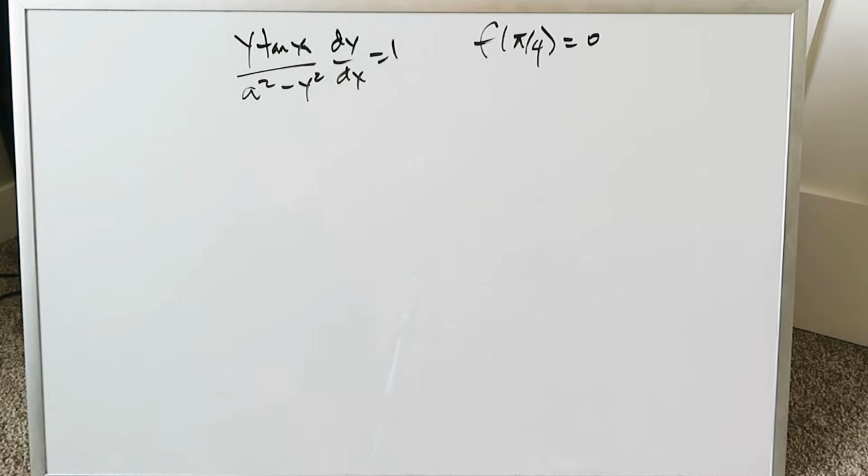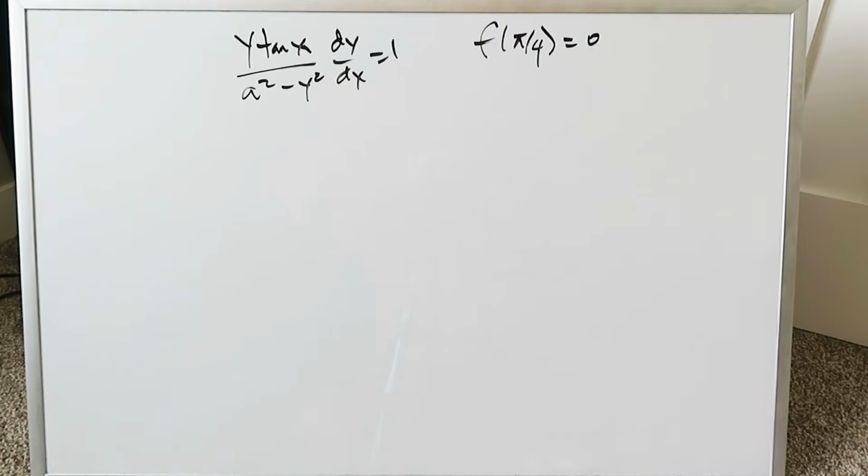We are looking here at a single but challenging differential equation, one that we need to solve. We have y tan x divided by a square minus y square, dy over dx, is equal to 1. For the condition pi over 4 placed into the original function, we will get an output value of 0. F of pi over 4 equals 0. How do you go about solving this?